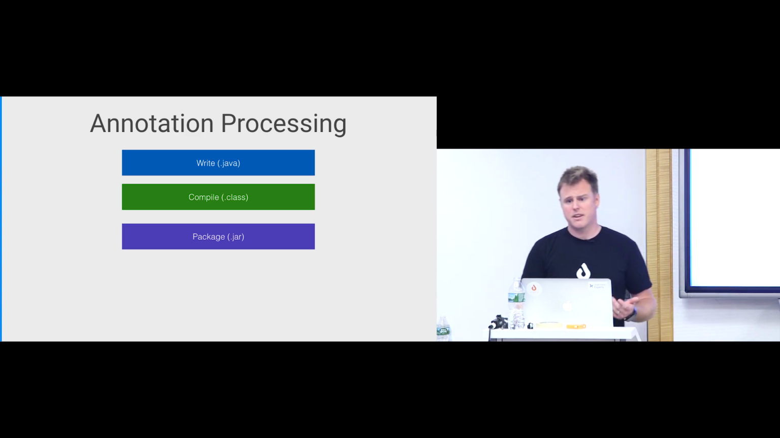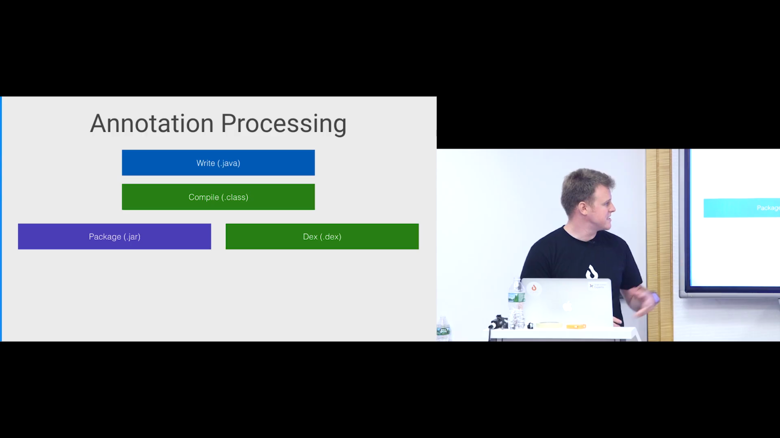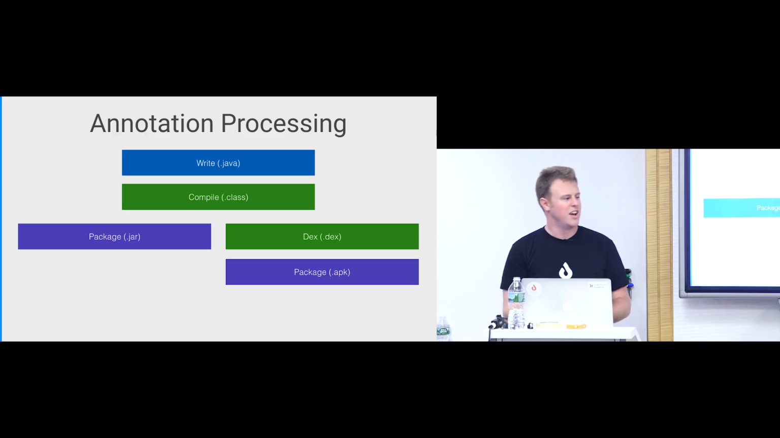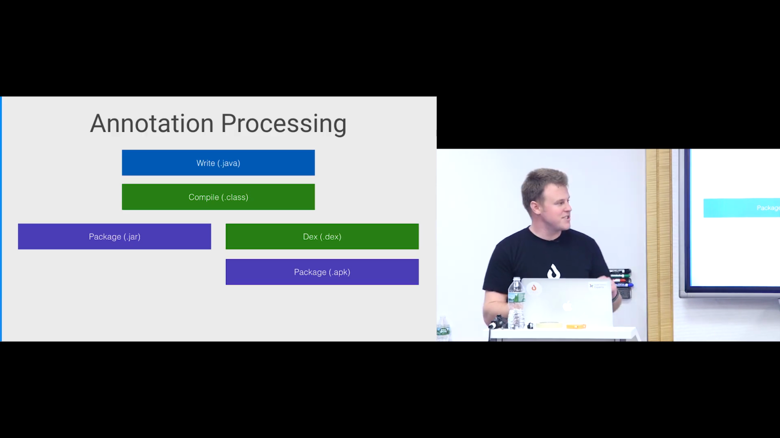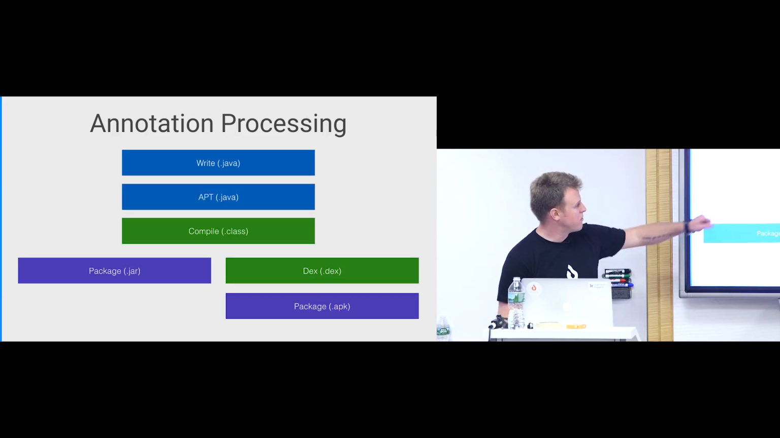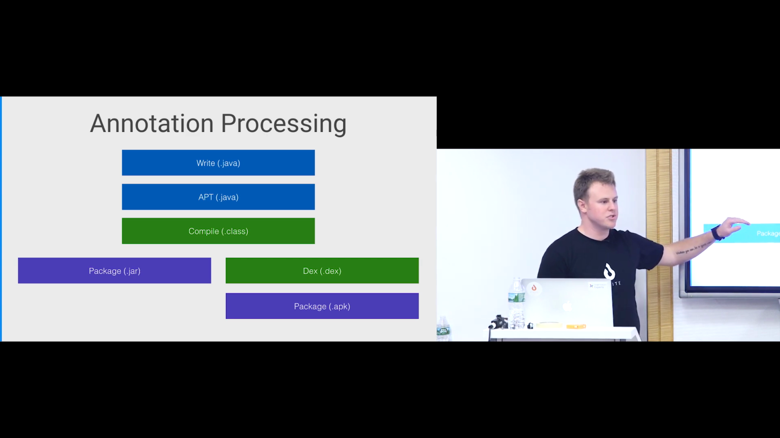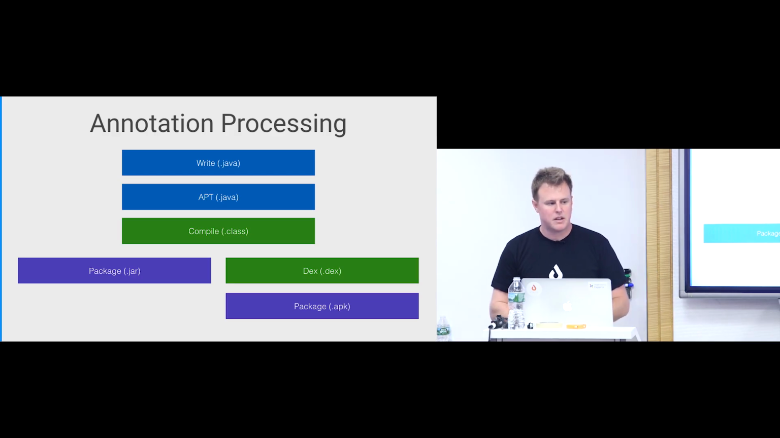For Android, there's a couple other steps. We have to dex, which converts our class files into dex files, and this is all optimized for the Android platform. And from there, we package into an APK, and this is what gets distributed. We're all pretty familiar with this. Annotation processing fits in right before that compile step. All right, so it's technically part of the compile step, but what it does is it generates Java files, not class files, but Java files that then get compiled just like all of the code that you wrote.